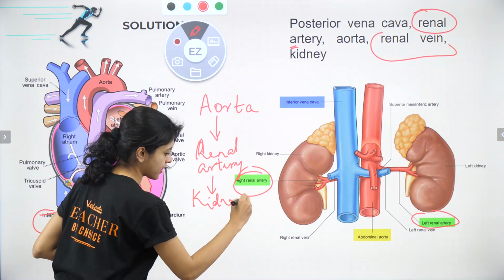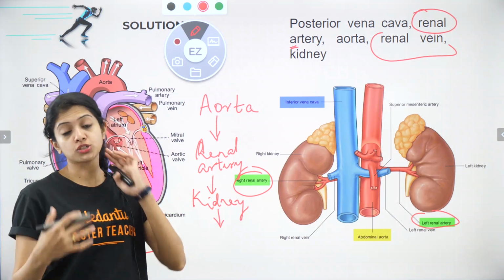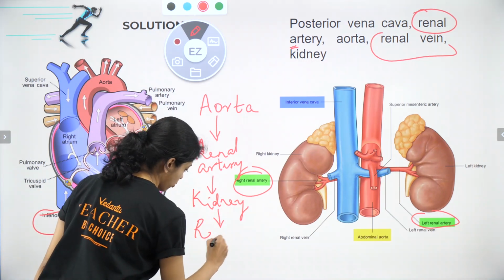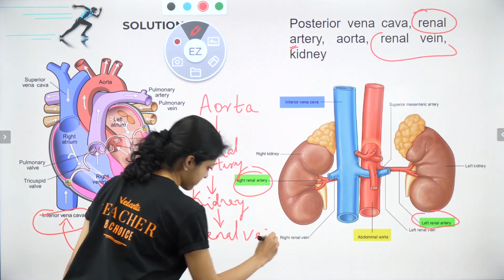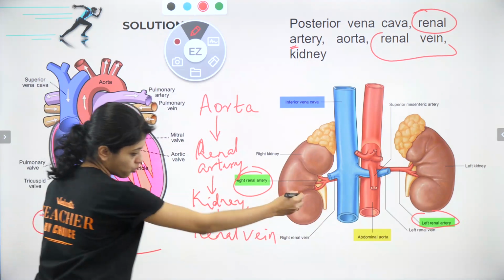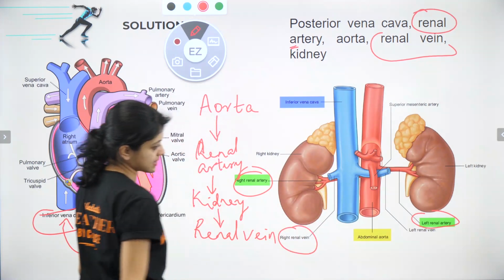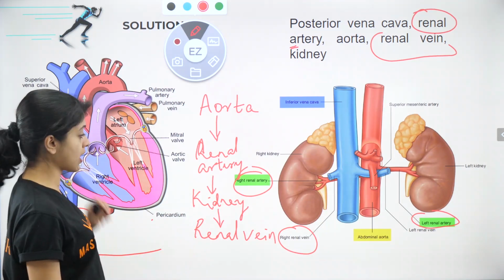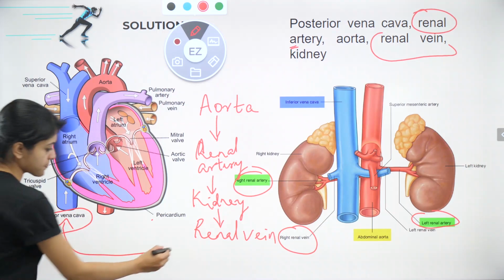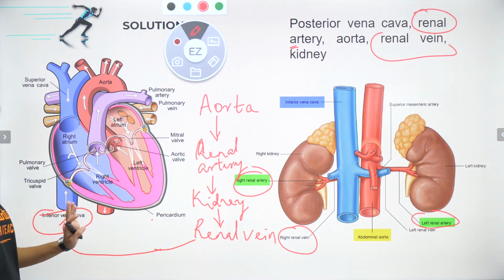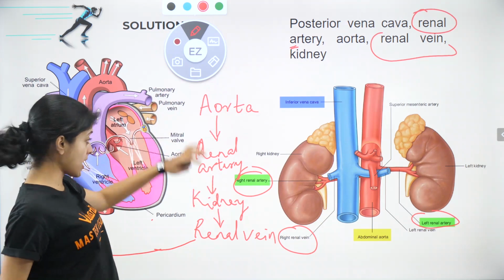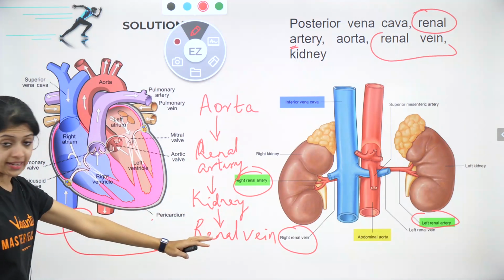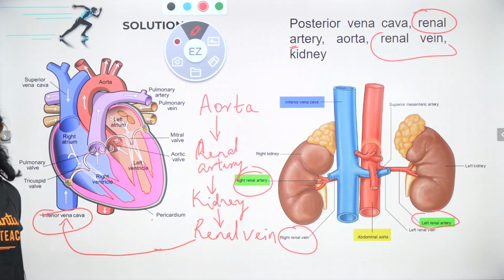So the kidney has to come next, and from the kidney deoxygenated blood is taken by your renal vein. So that would follow after this, renal vein. The blue ones are called the renal veins, the right and the left. Where does your renal vein empty its deoxygenated blood to take it to the heart? Yes, it would take it to the posterior vena cava or the inferior vena cava. So our sequence will be aorta, followed by renal artery, followed by kidney, and then renal vein, and finally the posterior vena cava.